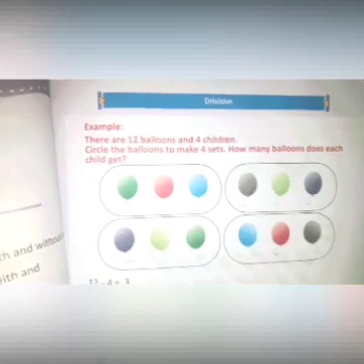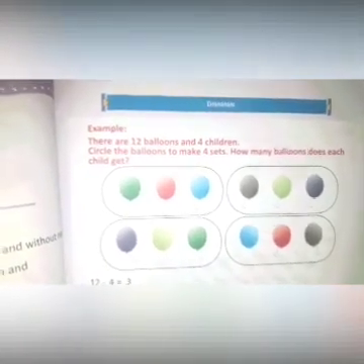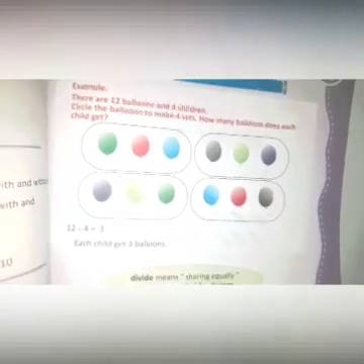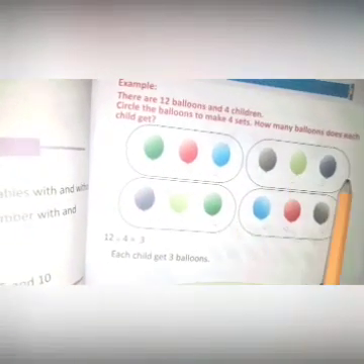Now you can see that there are 12 balloons and there are 4 children. So how will you make a group? 3, 3, 3 and 3. You can see that they have circled 3 balloons, 3 and 3 and 3 balloons to make a group. Now every child can get 3 balloons.